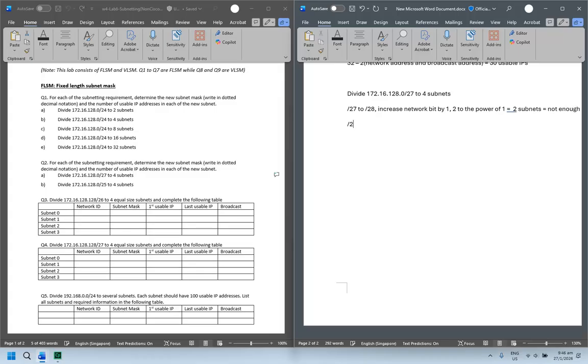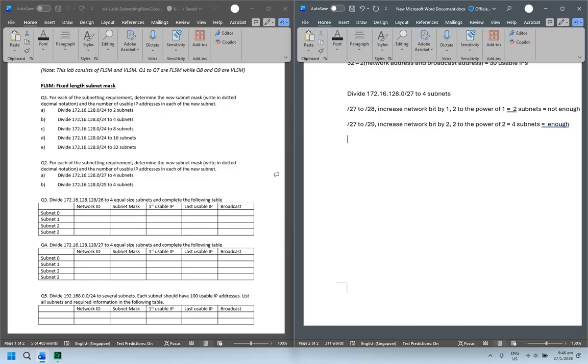So from /27, if I increase by 2 bits to /29, I'm going to increase my network bits by 2. So it will be 2 to the power of 2, which will equal 4 subnets. So now my requirement is met.